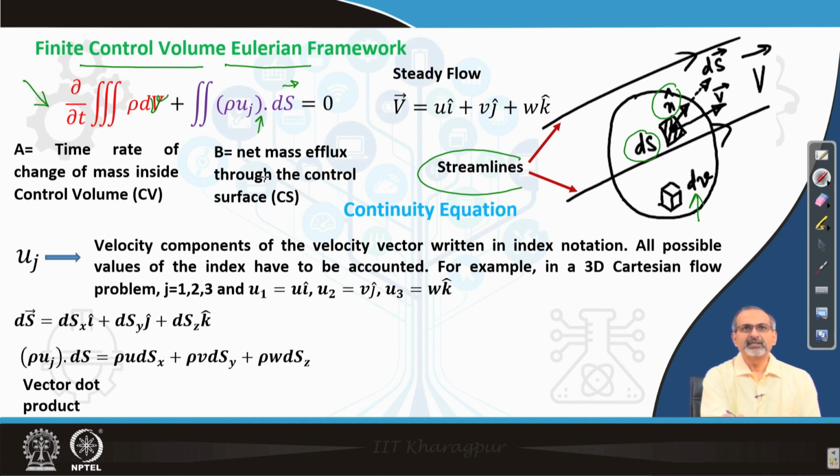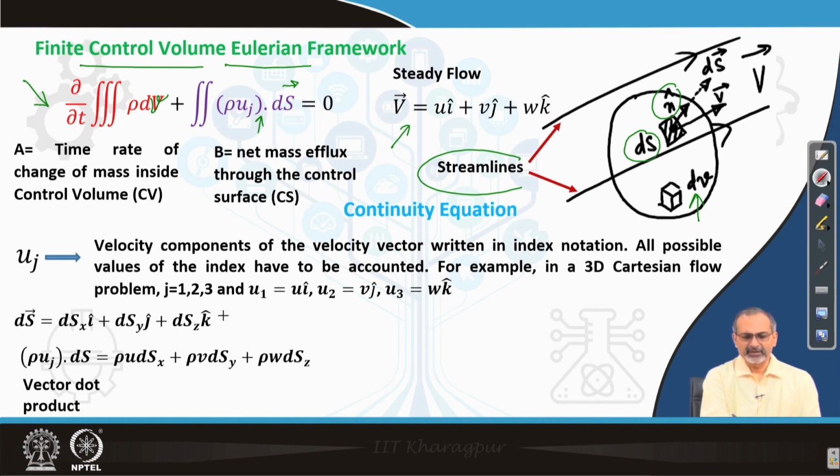The uj is with an index here, which we have discussed earlier, what the implication would be. The velocity field is a steady one, and when we talk about the interpretation of uj, we say velocity components of the velocity vector written in index notation, that is uj. All possible values of the index have to be accounted for. For example, in a 3D Cartesian flow where j varies from 1 to 3, the u1 stands for small u i, u2 for v j, and u3 for w k. This way we are able to interpret what that uj basically means.